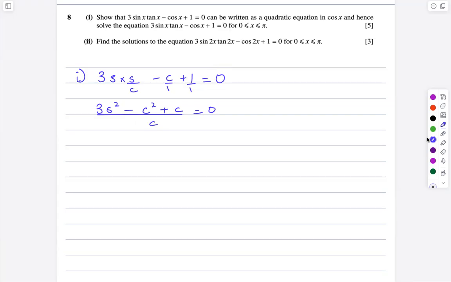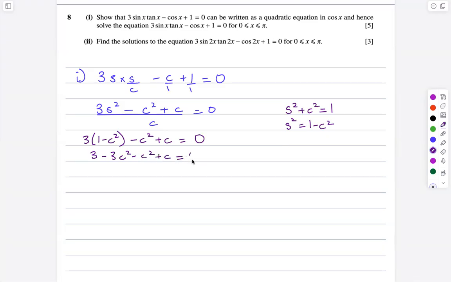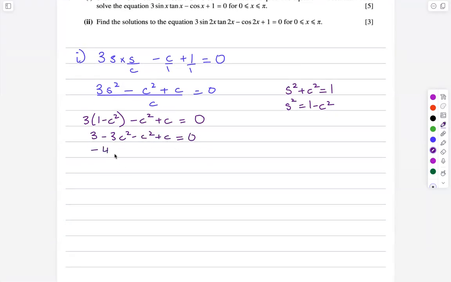Now this cos will multiply by 0 and become 0, and we know the identity sine squared plus cos squared equals 1. So sine squared can be written as 1 minus cos squared. So we can write this as 3 into 1 minus cos squared plus cos equals 0. Expanding the bracket, we'll get 3 minus 3 cos squared minus cos squared plus cos equals 0. Simplifying, this will become minus 4 cos squared plus cos plus 3 equals 0.